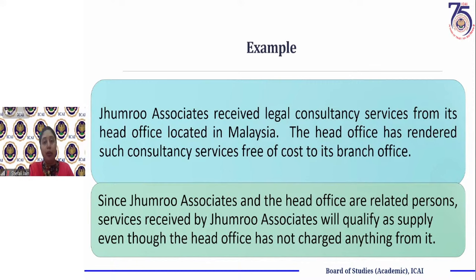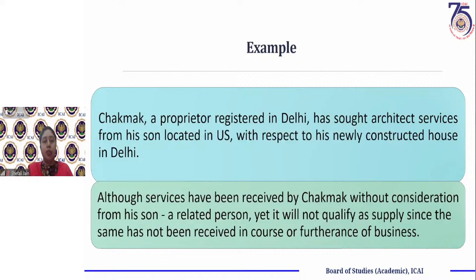Champak, a proprietor registered in Delhi, has sought architect services from his son located in India with respect to his newly constructed house. Now, what are the conditions you have to fulfill? It should be an import of service. It should be from a related person. It should be without consideration. And it should be in course or furtherance of business. Now here, Champak has imported services, that is fine. He has imported services from his related person because his son has provided the services. We had seen in the definition of family that a son will be considered as family, whether he is independent or dependent. So his son will be his related person.